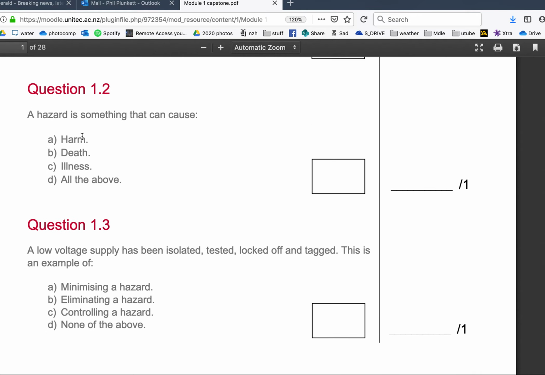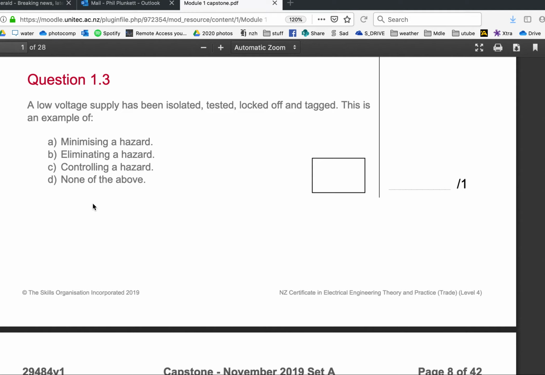Okay, let's go down. Hazard is something that may cause. Yep, can definitely do that. Death, illness, so it is all of the above. Next one. Okay. Low voltage supply has been isolated, tested, locked off, and tagged. Okay, this is an example of you've eliminated it because you're working on the other end of the circuit. So the hazard was there, and you've done something about it, and you've eliminated it. So that's the answer there. I'm pretty sure.